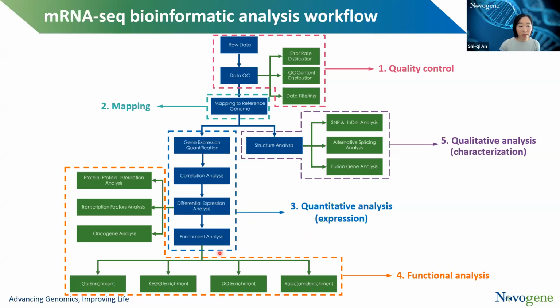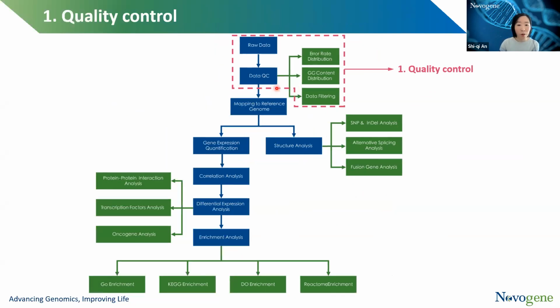So once you have this gene list, you want to assign biological function to those genes you identified. Okay, that is step 4. And on the other side, mRNA sequencing data can also be used to study and characterize transcripts. This includes variation calling, alternative splicing analysis, and also fusion transcripts analysis. Okay, so in the next few slides, I'm just going to go into a little bit more detail about each individual step. So we start from quality control.